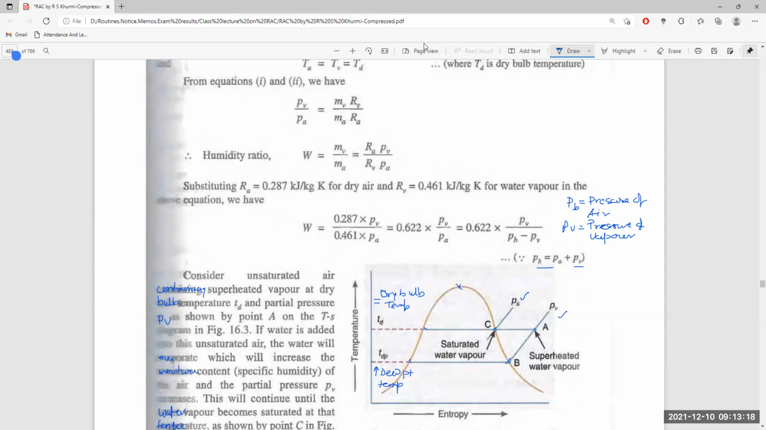PV is the pressure of vapor in the mixture. If PA is equal to PB, where PB is the barometric pressure, then PV is the pressure of air.